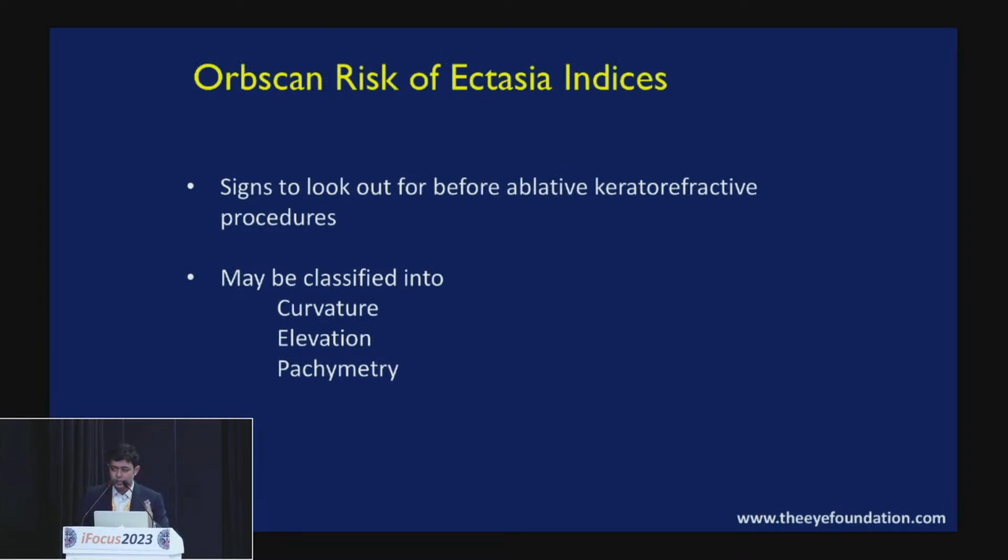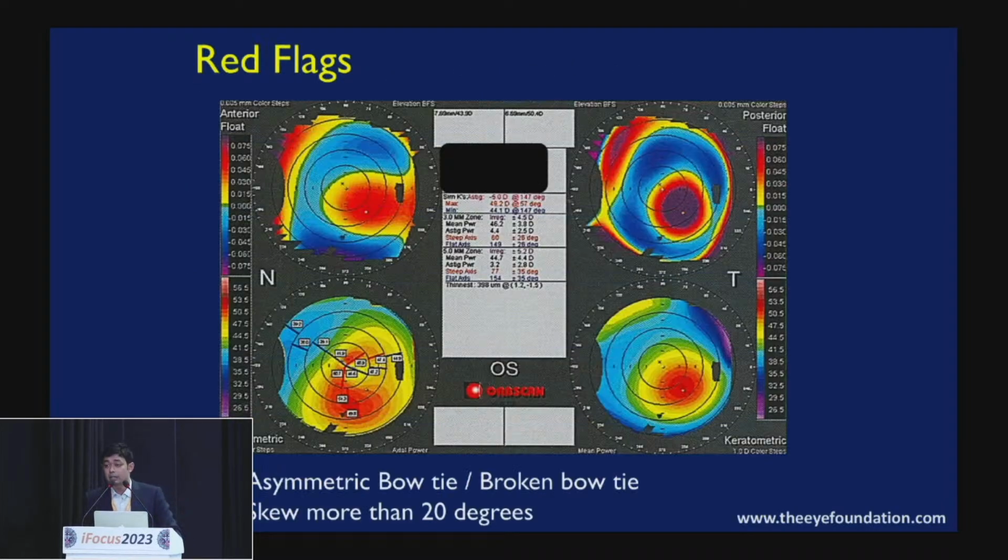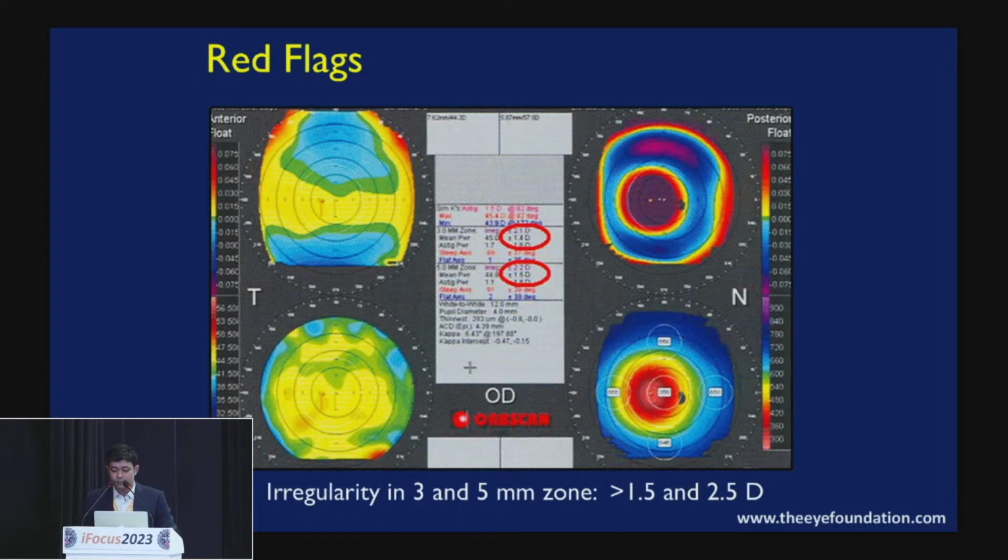So again, I will go a little quicker with OBSCAN and spend a little bit more time on the Pentacam. So curvature: an asymmetric bow tie like I mentioned, or a significant skew deviation, these are red flag signs on the curvature map. On the irregularity in the 3 and 5 mm zones, in the 3 mm zone a value of greater than 1.5, and in the 5 mm zone greater than 2.5, are considered red flag signs. Again, let me tell you, right through this talk, in OBSCAN and Pentacam, there are no absolute values. These are just guidelines as red flag values.